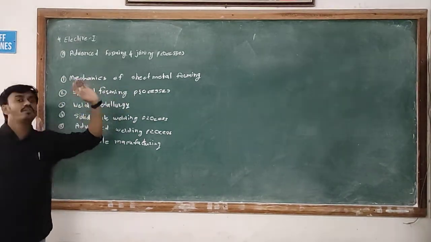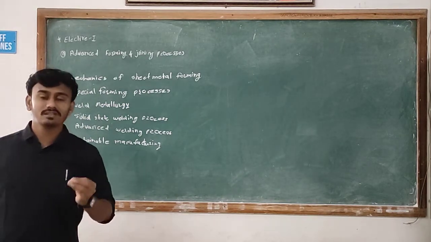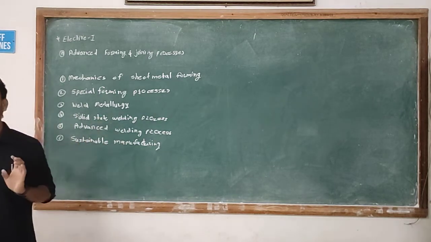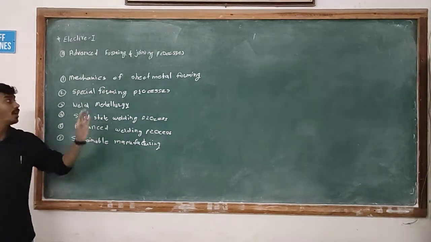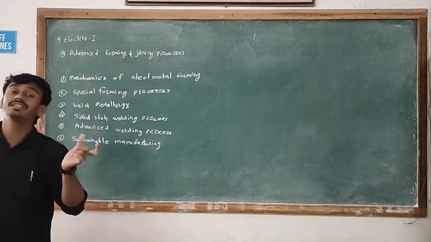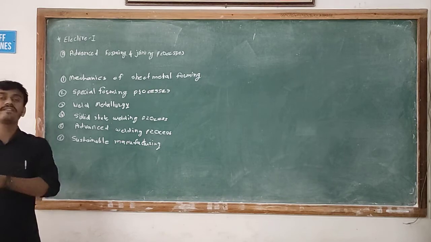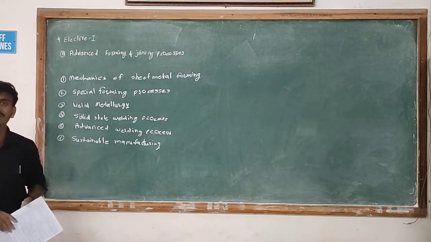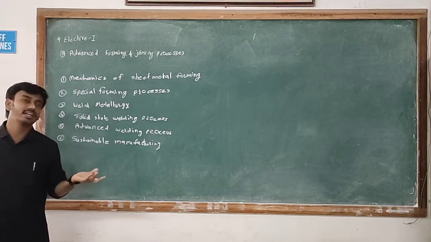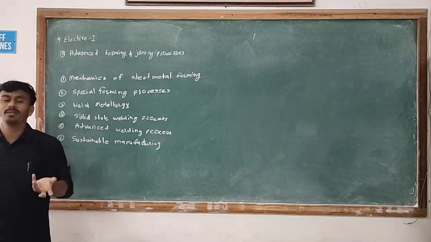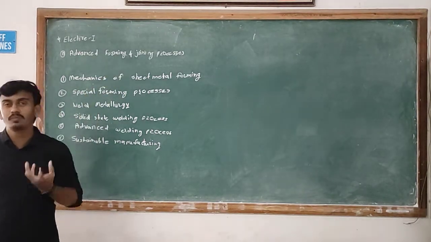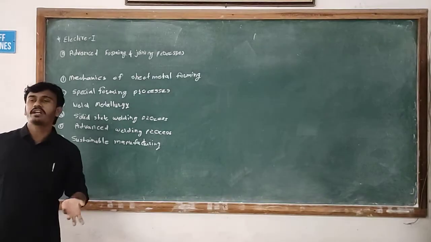The second unit is special forming processes. There are different forming processes. One part is the conventional forming process and another part is the advanced or special forming process. What is the difference between these two? Conventional forming processes are time consuming and not automatic, which means the time required is more and the productivity is less.